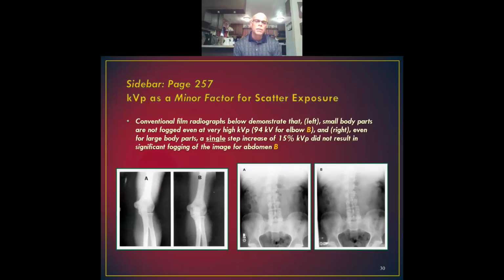Bottom of the first column carrying over to the top of the second. And then it says, second, even when scatter radiation is produced by the tissue in substantial quantities, KVP is only a minor contributing factor. So this allows some flexibility in adjusting KVP upward, even on scatter-producing body parts such as the abdomen. It tells you again to look at these images on page 257.